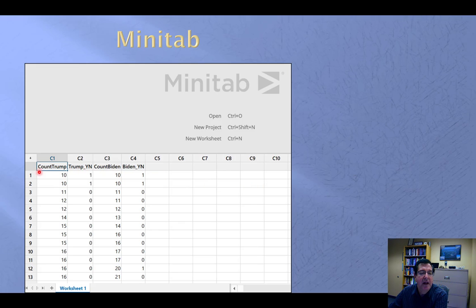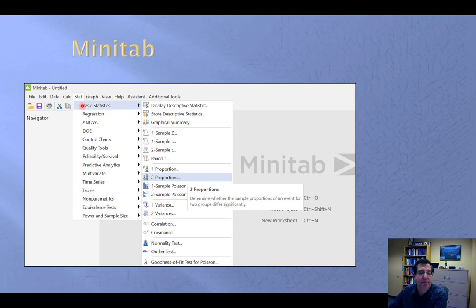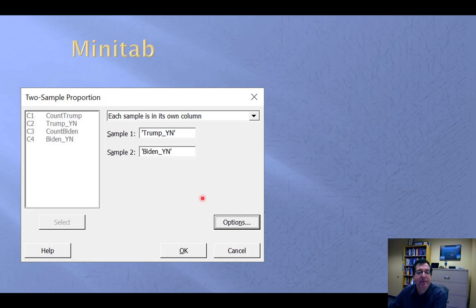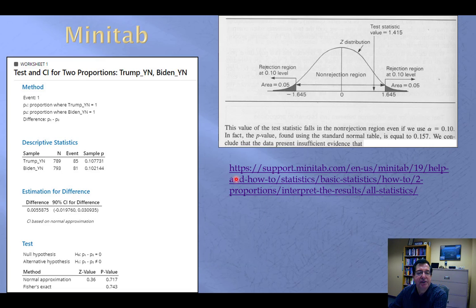I used Minitab. I took the data, I pasted it into Minitab, statistics, basic statistics, two proportions, determine whether the sample proportions for two groups differ significantly. We have to tell it where the indicators are. We have some options, and when I ran it, it came back and said, your z-score is 0.36. And indeed, what this means is you do not have enough evidence. In other words, you have to conclude that the two samples, the proportions, do not differ statistically significantly.